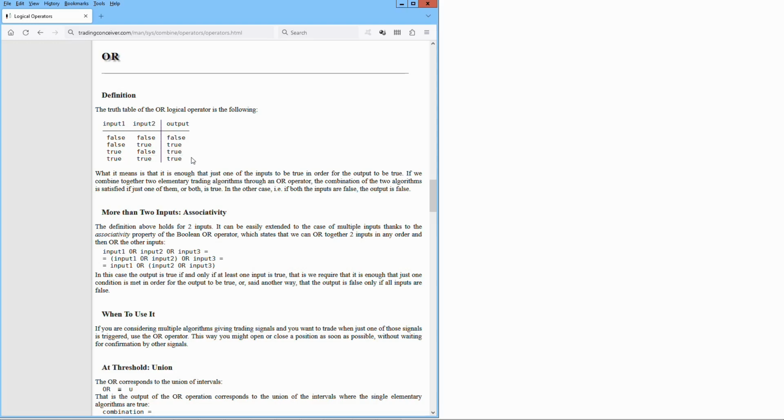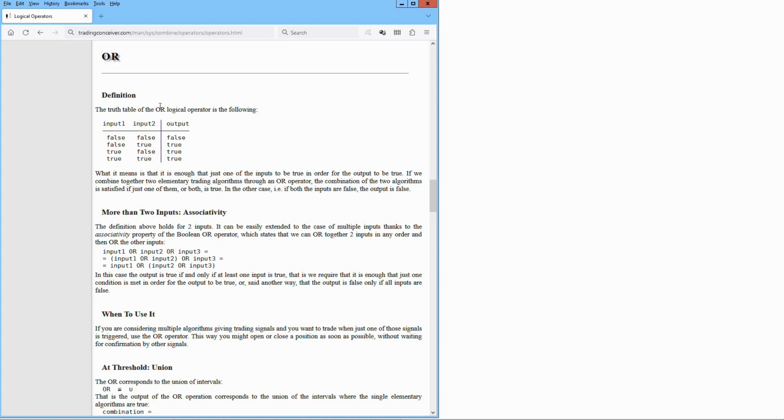What it means is that it is enough that just one of the inputs be true in order for the output to be true. If we combine together two elementary trading algorithms through an OR operator, the combination of the two algorithms is satisfied if just one of them or both is true. In the other case, that is, if both the inputs are false, the output is false.